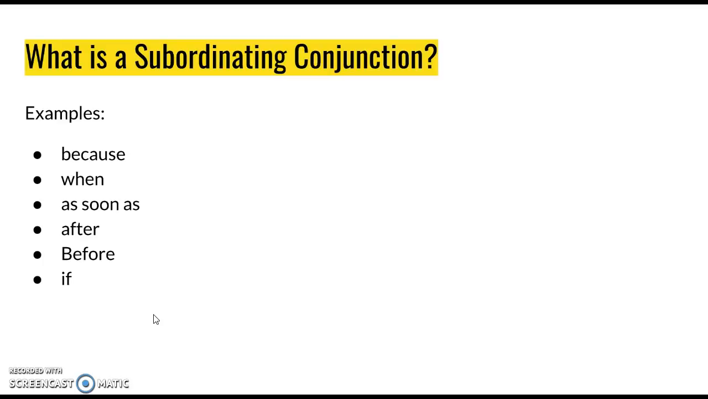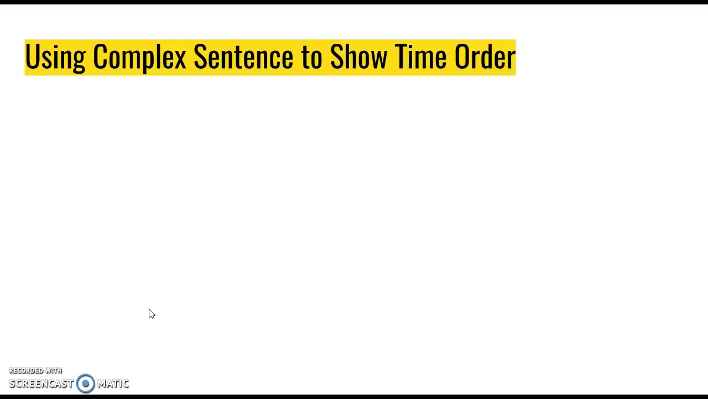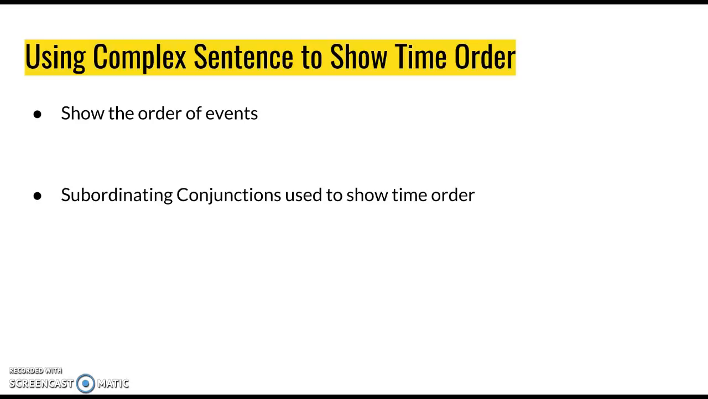What is a subordinating conjunction? A subordinating conjunction is a word that connects an independent clause to a dependent clause. Some common examples are: because, when, as soon as, and so on. We're going to be focusing on complex sentences to show time order. These sentences show the order of events or actions, and we use subordinating conjunctions that show time order. We're going to talk about four different subordinators: after, when, before, and as soon as.